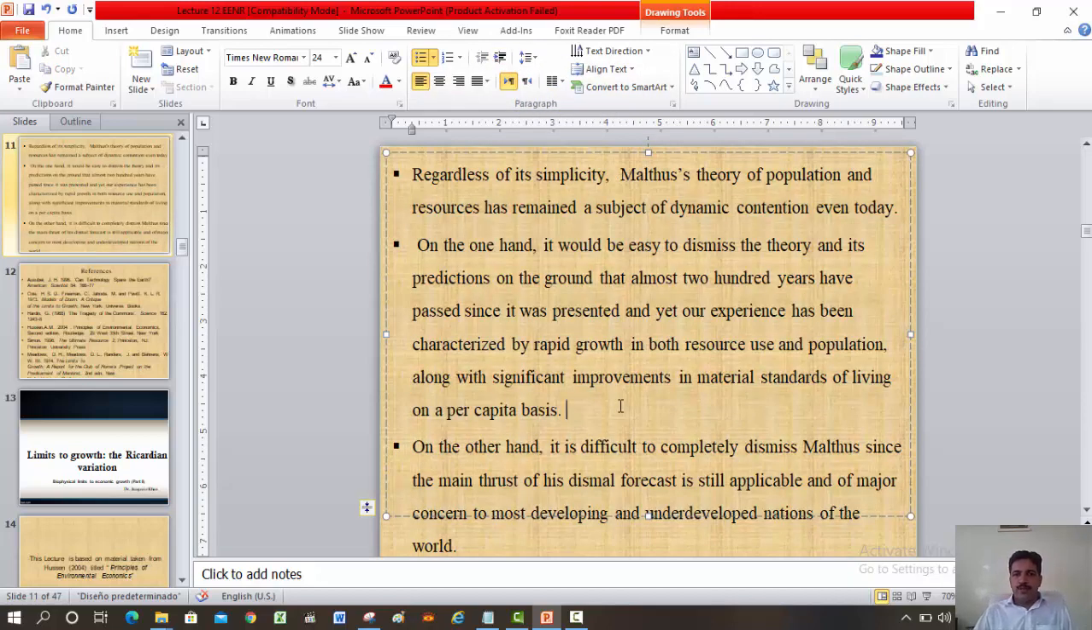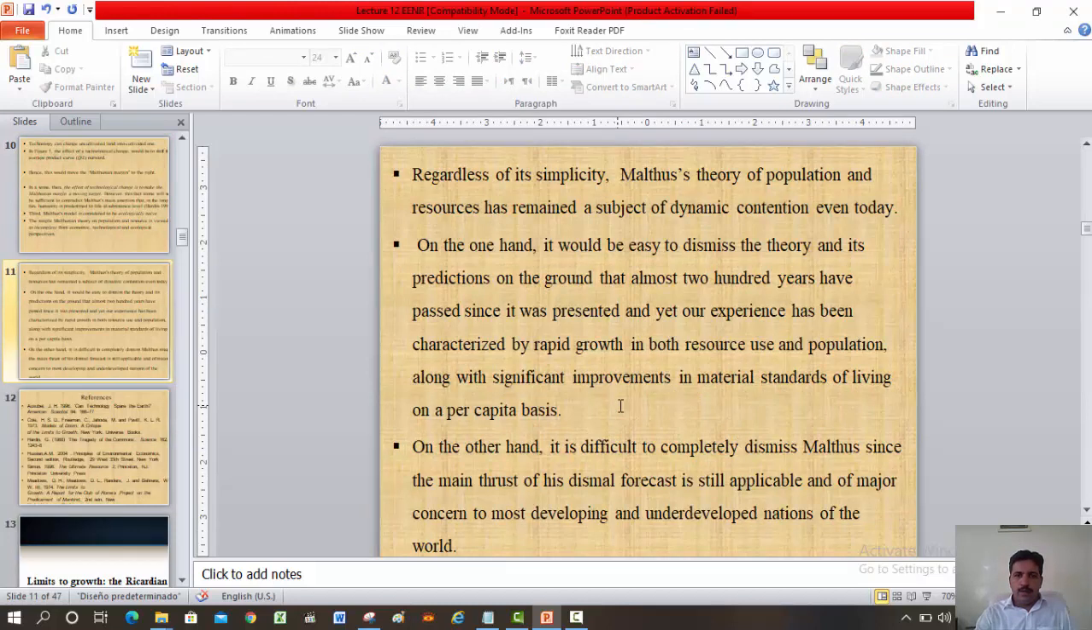Regardless of its simplicity, Malthus' theory of population and resources has remained a subject of dynamic contention even today. On one hand, it is easy to dismiss the theory and its predictions on the ground that almost 200 years have passed since it was presented. Yet our experience has been characterized by rapid growth in both resource use and population, along with significant improvements in the material standard of living on a per capita basis. We see that even after 200 years of the Malthus theory of population, the population is increasing as well as technology is improving and the output is improving. So no such evidence is noted.